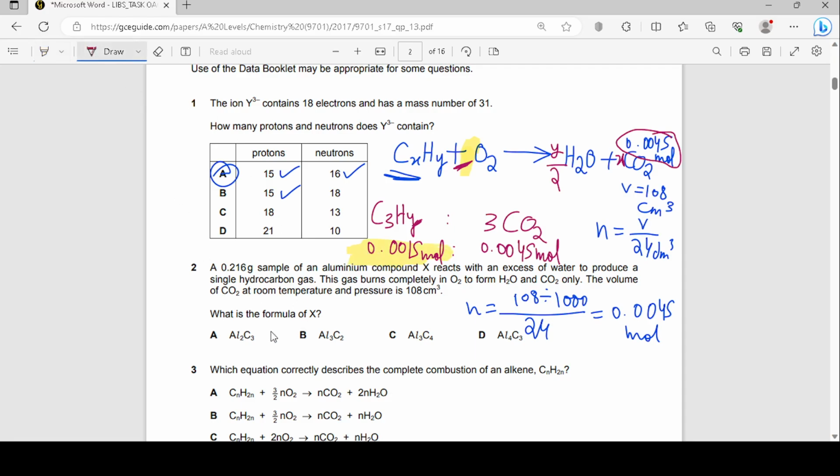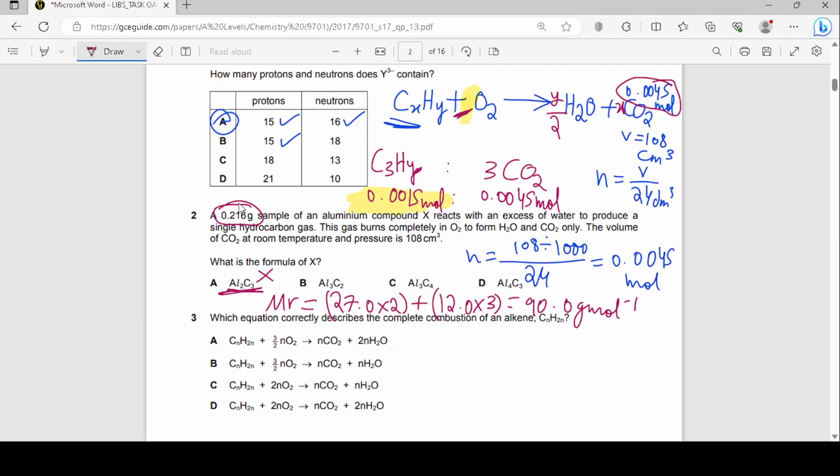The second step to this process is that you have Al2C3, and you know that you have a 0.216 gram sample of the aluminum compound X. So if you assume that X is Al2C3, then what will be the molar mass firstly? Use your periodic table. Aluminium has a molar mass of 27, so 27.0 × 2, because you have two atoms of aluminium. And because you have three atoms of carbon, that will be 12.0 × 3. So how much will that be? That will be 90.0 grams per mole, right? That's the Mr of Al2C3.